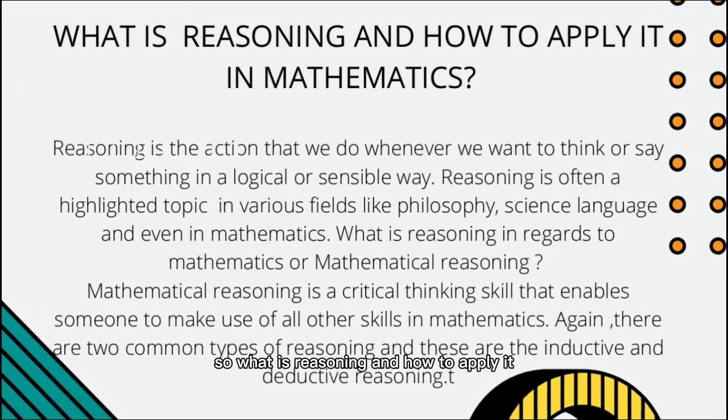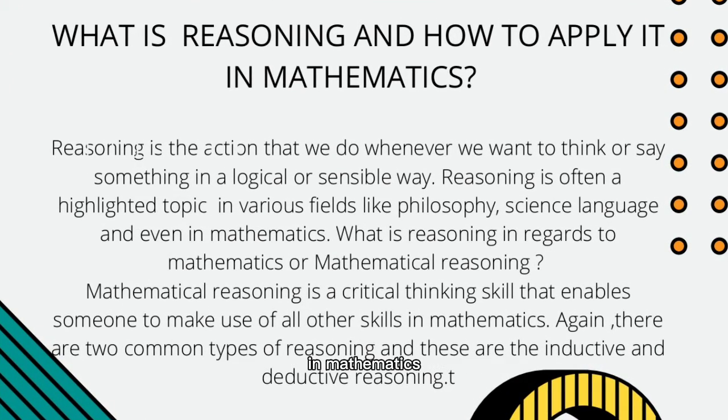So what is reasoning and how do we apply it in mathematics? Reasoning is the action that we do whenever we want to think or say something in a logical or sensible way. Reasoning is often a highlighted topic in various fields like philosophy, science, language, and even mathematics. What is reasoning in regards to mathematics? Mathematical reasoning is a critical thinking skill that enables someone to make use of all other skills in mathematics. Again, there are two common types of reasoning, and these are inductive and deductive reasoning.